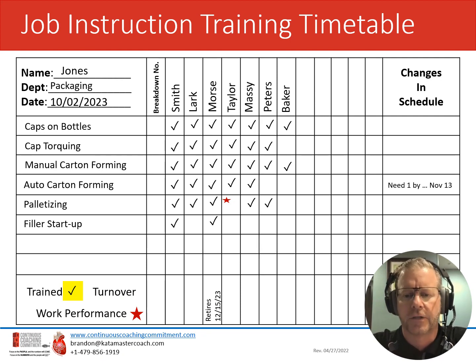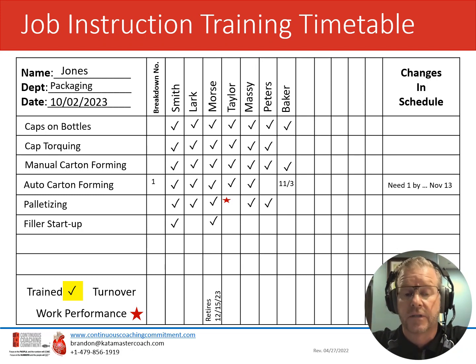Next, she looked at changes in the schedule. There was a new product, a new carton coming, new bottle size. It's going to be 6 bottles in a carton, and that was going to cause a little bit of new product to be run across the auto carton former. So what changes in schedule, that product was hit November the 13th. So she made a note, need one by November 13th.